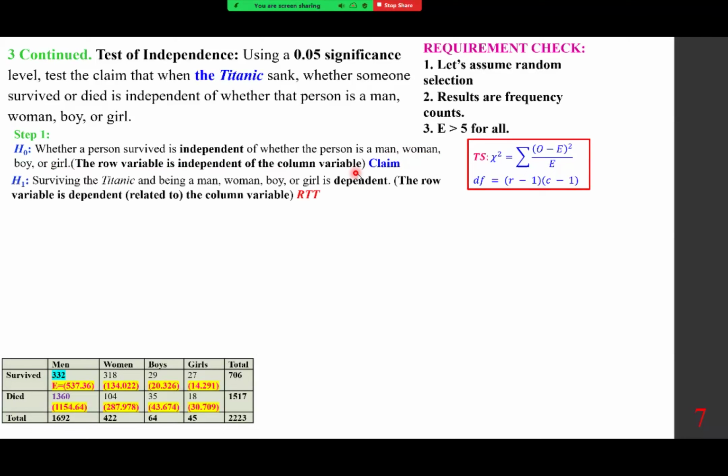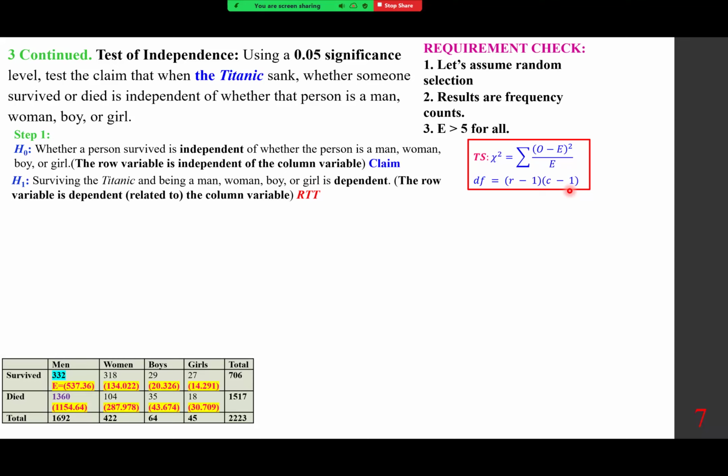It is a two-tailed test. However, we make it a right-tailed test. Remember that. Surviving the Titanic and being a man, woman, boy, or girl is dependent. That means the row variable is dependent on or related to the column variable, and it's a right-tailed test. And so the test statistic has the same formula. Degrees of freedom is the number of rows, R minus 1, times the number of columns minus 1. C stands for the columns.